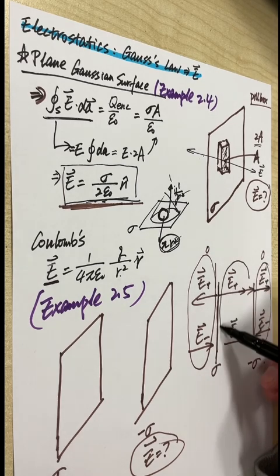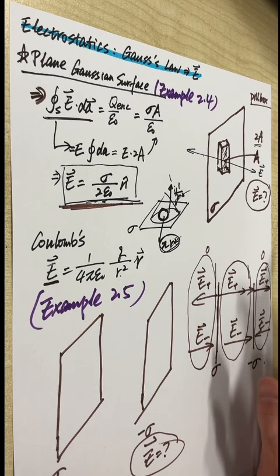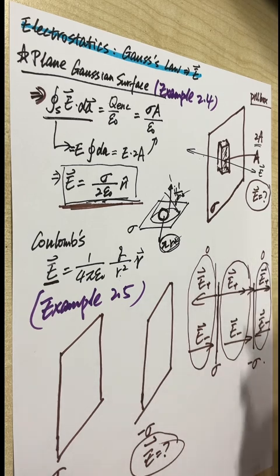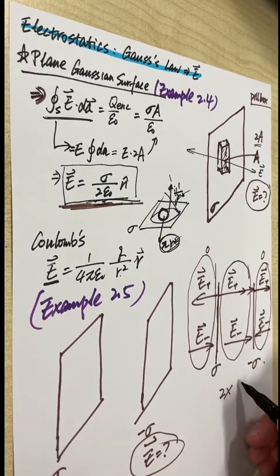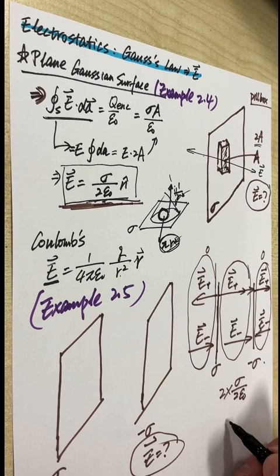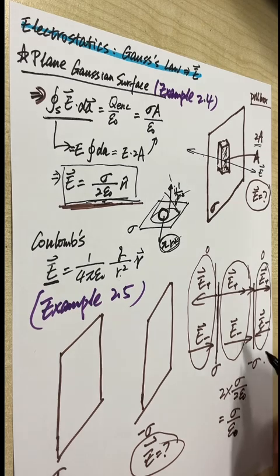And here, these two will reinforce each other. So we have 2 times this magnitude, sigma over 2 epsilon 0. So in the middle, we have sigma divided by epsilon 0. Okay? That's one way of looking at this.